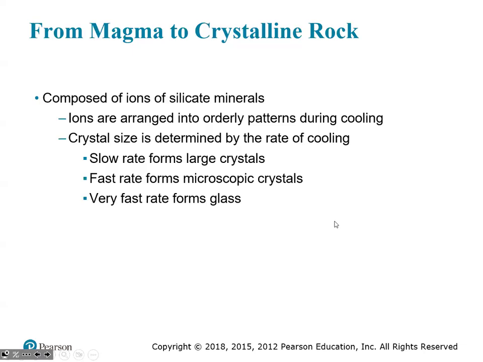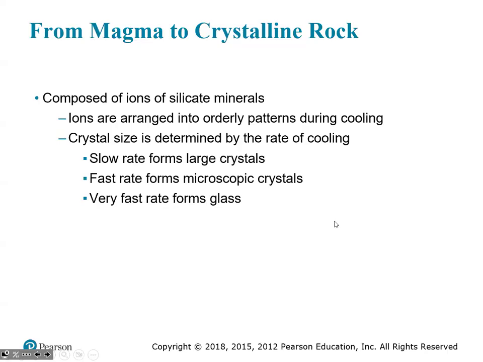In general, igneous rocks tend to be composed of ions of silicate minerals. The ions are arranged in orderly patterns during cooling, and the size of the crystals is determined by the rate of cooling. Note to yourself, do not look into the projector.